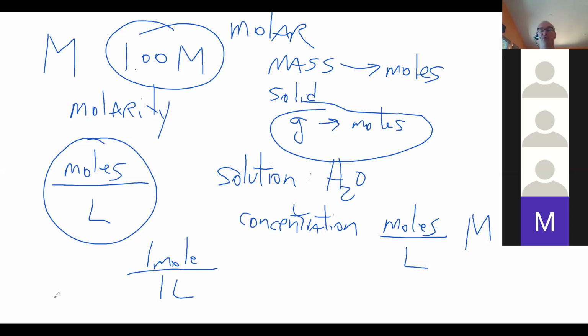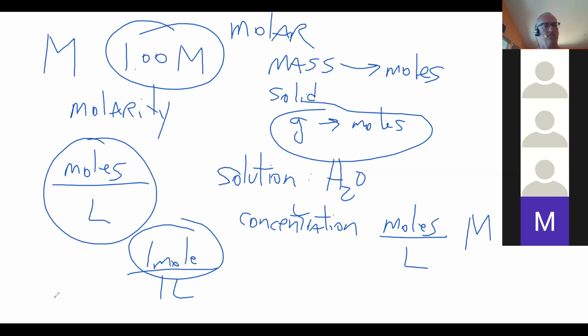And we don't use grams per liter because we're not interested in grams, right? We're interested in moles. Moles are the unit that chemists use that react with each other. Grams don't. Moles interact with each other. Grams don't interact with each other. So we already take care of that and measure the concentration in moles per liter.